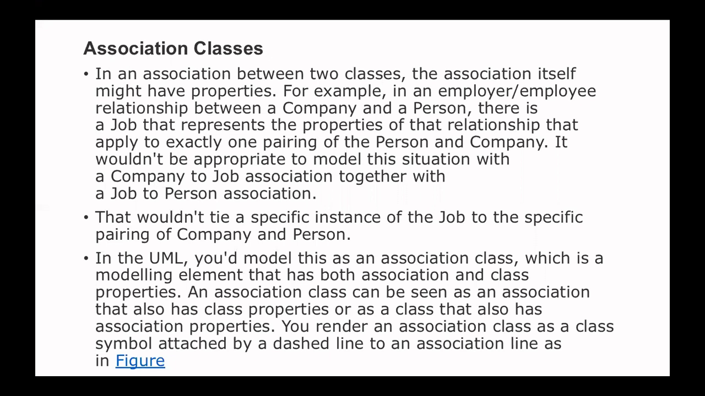In the UML, you can model this as an association class, which is a modeling element that has both association and class properties. An association class can be seen as an association that also has class properties, or as a class that also has association properties. You render an association class as a class symbol attached by a dashed line to an association line, as in the figure.